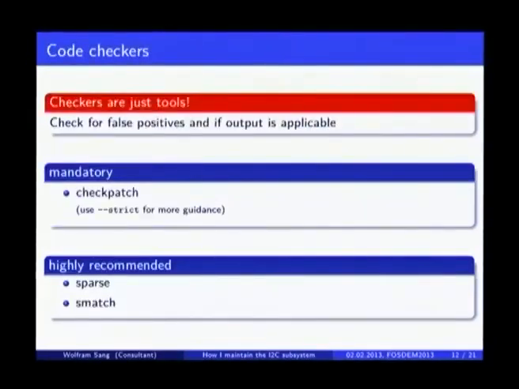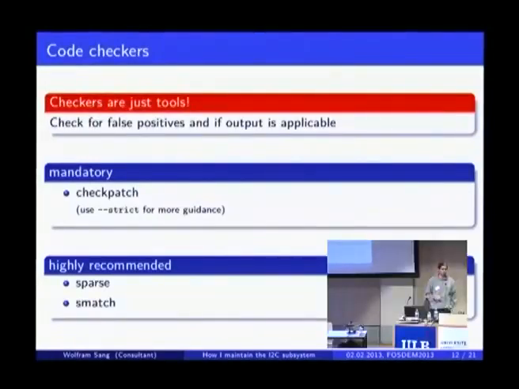Code checkers. Of course, this warning at the top is meant very seriously. They are just tools. They do things wrong. They give false positives, or they give output which is not applicable, which does not really fit to your current patch. So my suggestion is use them and use them with care. That being said, here are the ones I use. Mandatory should be checkpatch from the kernel tree. I also suggest to use the strict option so you get more information.